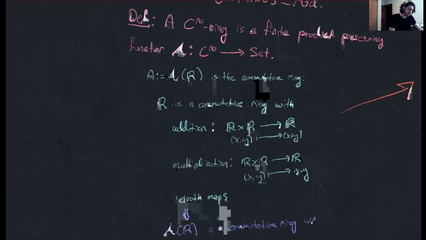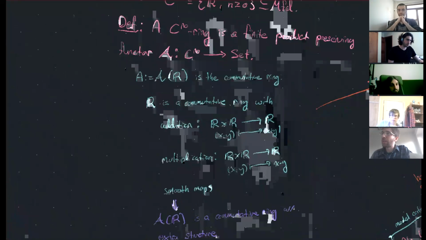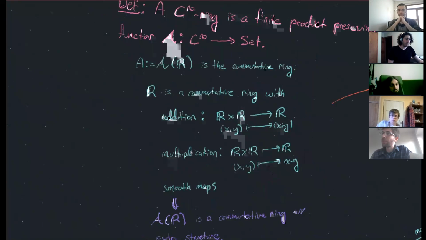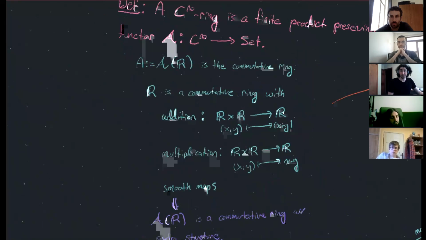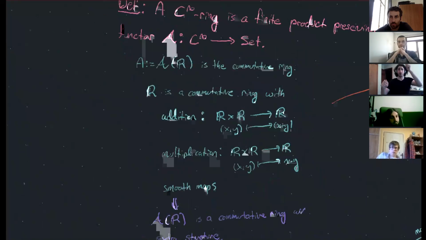But sorry, you are not saying that the C-infinity ring is an algebra over C-infinity of R. No, it's an R-algebra. Mm-hmm. It's an R-algebra, but it has this extra structure. So anytime you have a smooth map between R^n's, if your C-infinity ring is A and you have a smooth map from R^n to R^m, I get a map from A^n to A^m, which is functorial with respect to these maps. Okay.